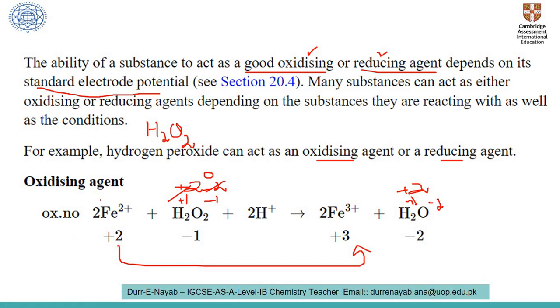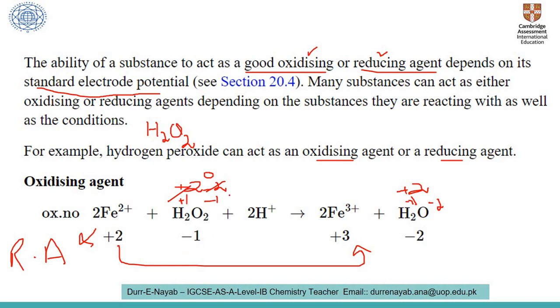So iron from +2 to +3. This gives you an idea. Okay, this iron is acting as what? This is acting as a reducing agent. Why? Because this iron has lost its one electron, oxidation number increases, and that lost electron is taken away by what? By this oxygen.